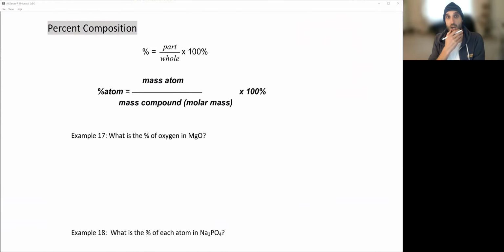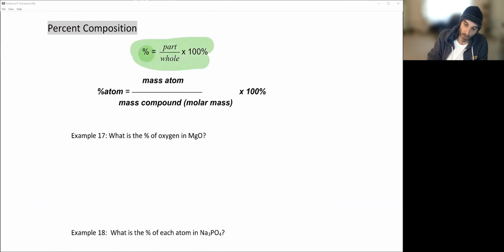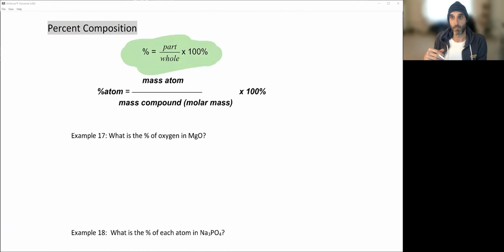So next up, let's talk about percent composition, because this is also kind of a piece of it. So what is the percent oxygen in magnesium oxide? First of all, percent composition, and we're always going to run into this whenever we're talking about concentrations, but percent of anything is always going to be the part over the whole. So the part over the whole. If you wanted to know how much sugar is in something, if you know how much sugar is in something versus everything else, you can calculate the percentage of sugar.